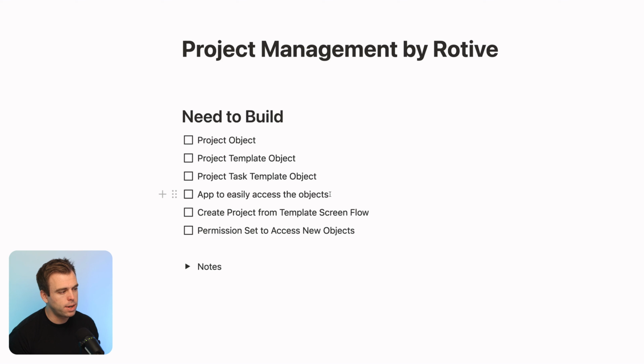Next thing I know I'm going to want to create is an app within Salesforce to house all these objects and make them really easy to access. And then we'll definitely want to create a screen flow where we can have the user choose from any of our current templates and then create a new project based on that. And finally, we'll probably want to create a permission set that provides access to all these different objects that we've created to make it really easy to give access to different users within the org.